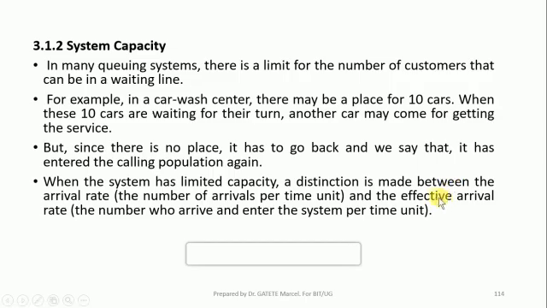So the effective arrival rate and the arrival rate are different. The arrival rate is the number of people coming, but some people will leave because there is no place for them. The effective rate means that people come, find some empty space in the queue, and immediately enter the system.